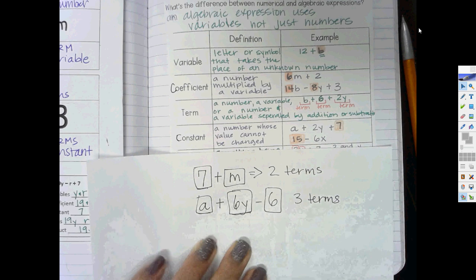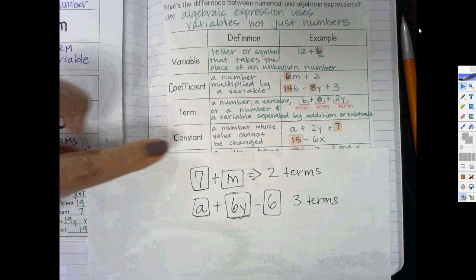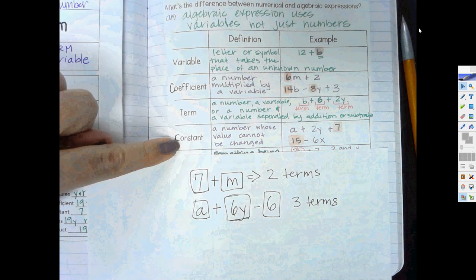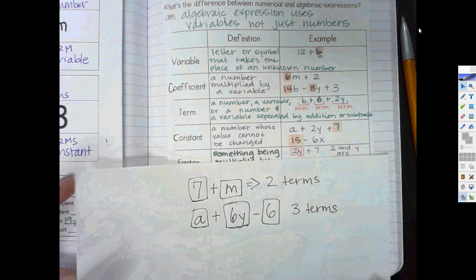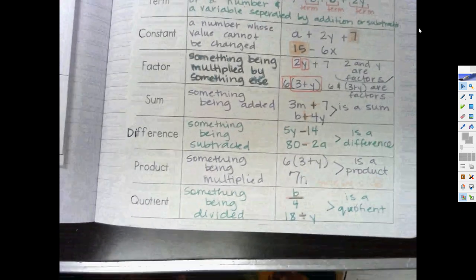I've had kids all day today get confused with constant and coefficient. Coefficient has variables, constants do not. They are all by themselves. The last couple of vocabulary words kids tend to remember because they're ones that we've had before.